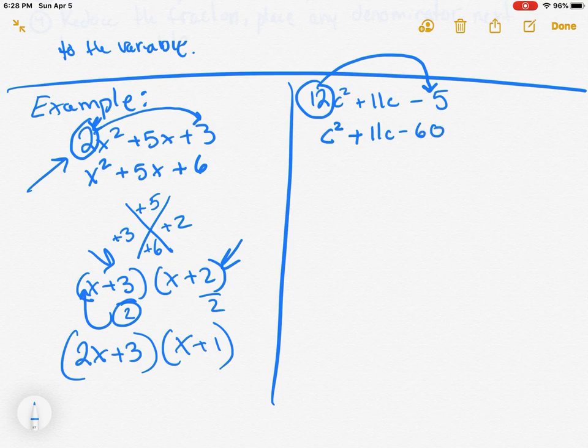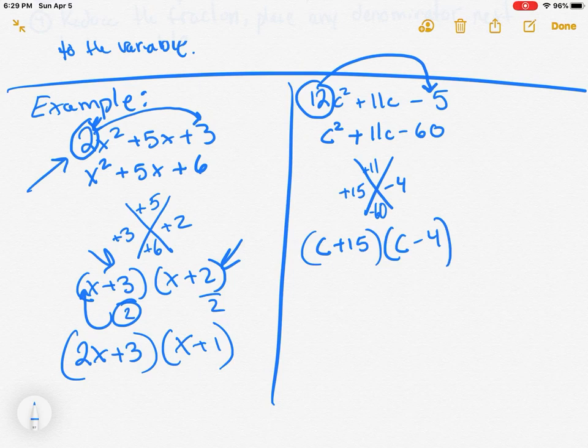Okay, now we're just going to factor it. We got to find two numbers that add up to positive 11 and multiply to negative 60. I know you're racking your brain, you're like, I know what it is. It's positive 15 and negative 4. Excellent job. So we go ahead and we put it in. C plus 15 times C minus 4. Now, we cannot forget about our friend number 12, right?